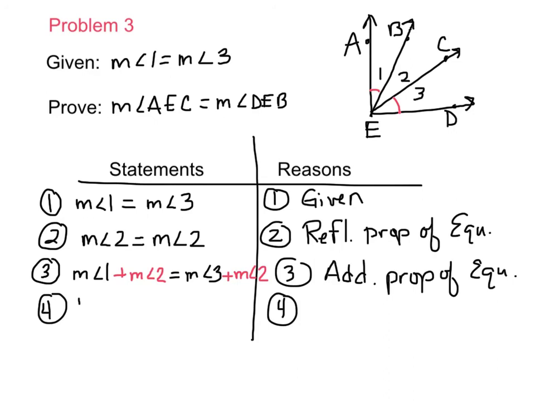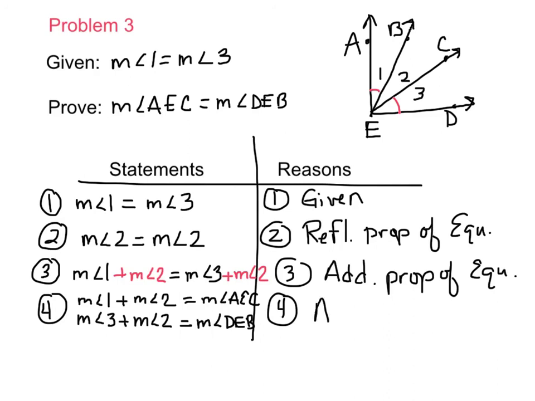So we have to take the measure of angle 1 plus the measure of angle 2. We just added two angles together. That gives us the measure of angle AEC. The measure of angle 3 plus the measure of angle 2 equals the measure of angle DEB. We just did the angle addition postulate. We added two angles together to give us the measure of another angle. So we used the angle addition postulate.